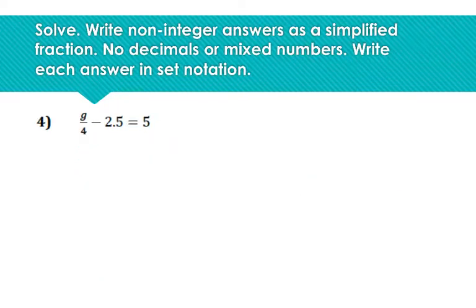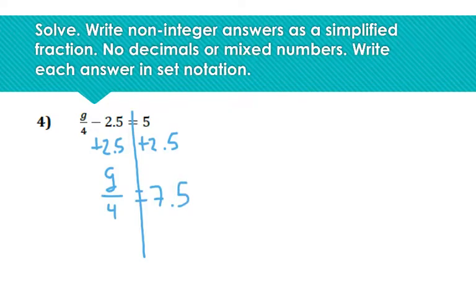Okay, number 4. Again, let's go ahead and draw our line down. Now we have our two expressions, and both of them are simplified as much as they can be. So we're going to go ahead and do the opposite of what's happening to our variable g. So we're going to start out here by adding 2.5 to both sides of our equation. And that gives us g divided by 4 is equal to 7.5.